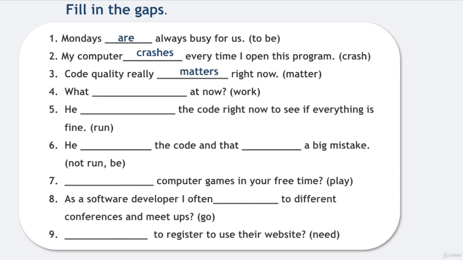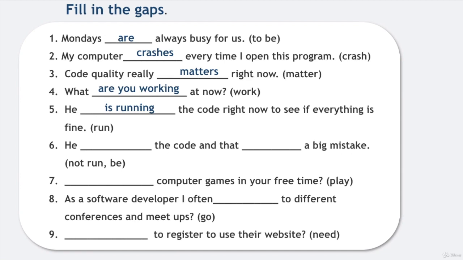Number 4. And I hope you're correct. What are you working at now? What are you working at now at this particular moment? This is present continuous. Number 5. And the answer is, he is running the code right now to see if everything is fine. Again, the phrase right now gives you a hint that this is present continuous.